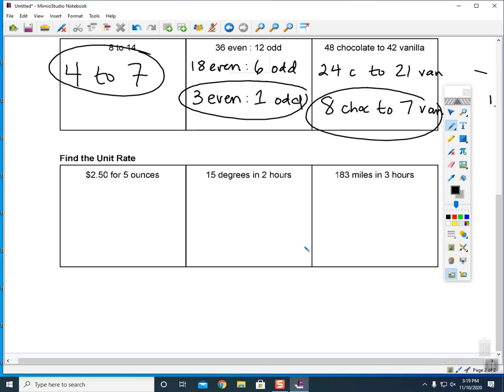Okay, lastly then we're going to look at the unit rate. So my unit rate tells me that I need to figure out per one thing what I have. So $2.50 for 5 ounces. I want to know how much is it going to cost for 1 ounce. So I'm going to take $2.50 per 5 ounces.